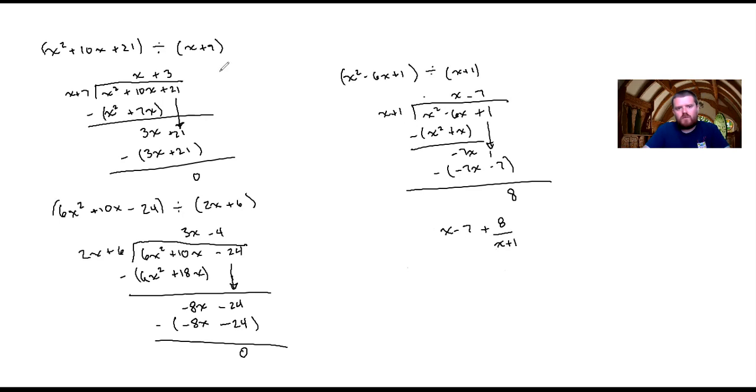Like I said, in class, we're going to be looking at examples where we get a remainder of 0, so it's going to look like what we have here on the left. So that's long division. Now we're going to look at what's known as synthetic division.